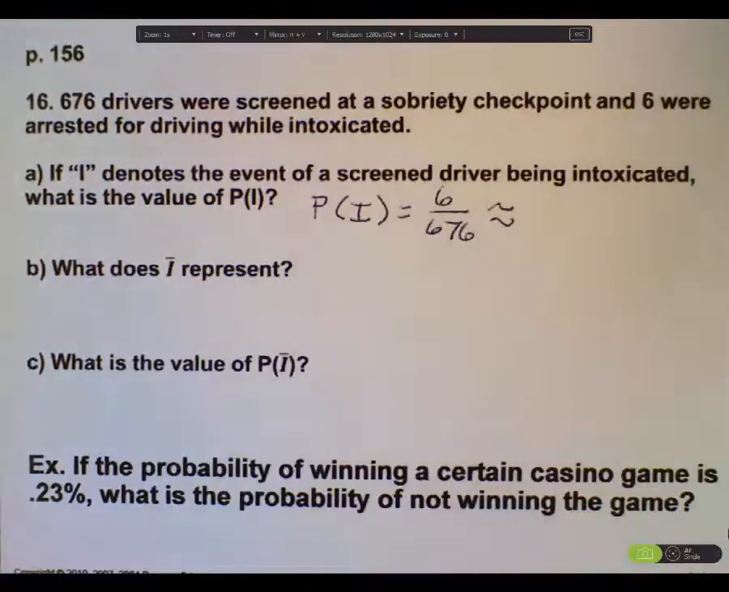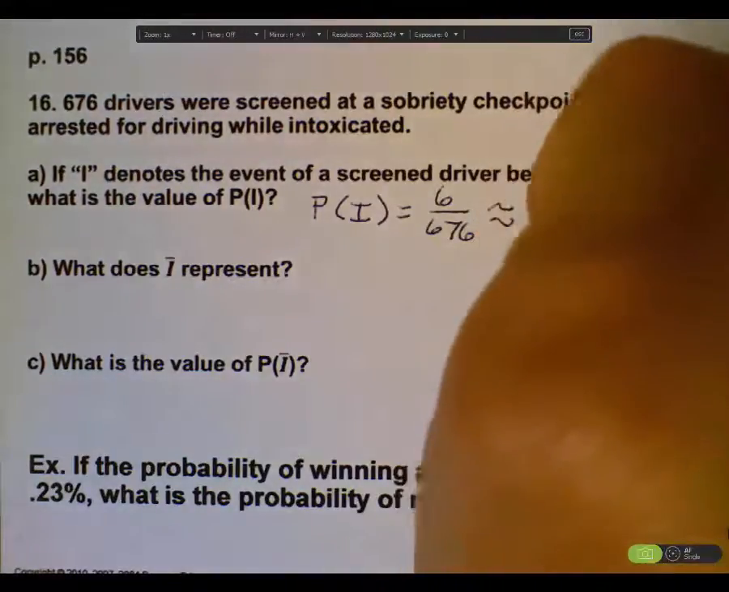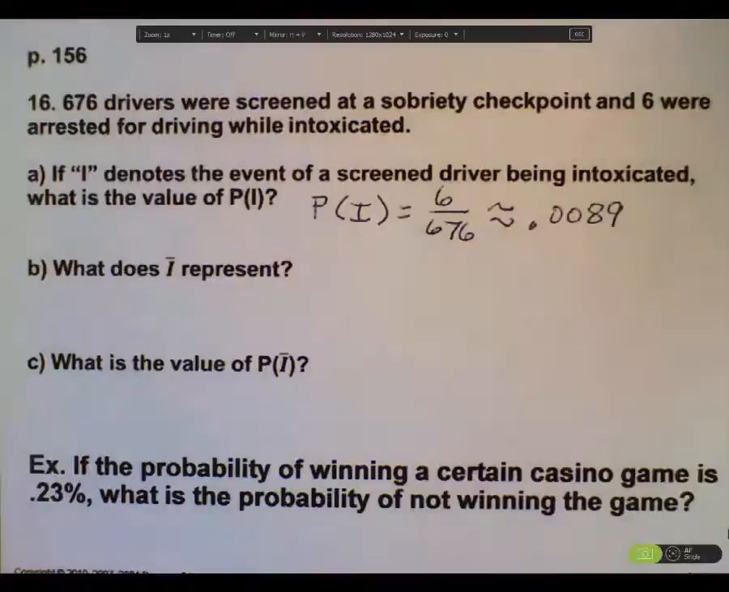And if you round that to 4 decimal places, it's 0.0089. The B part says, what does I complement represent? Well, if I is the event of being screened and found intoxicated, then the complement of I would be a screened driver not being intoxicated.